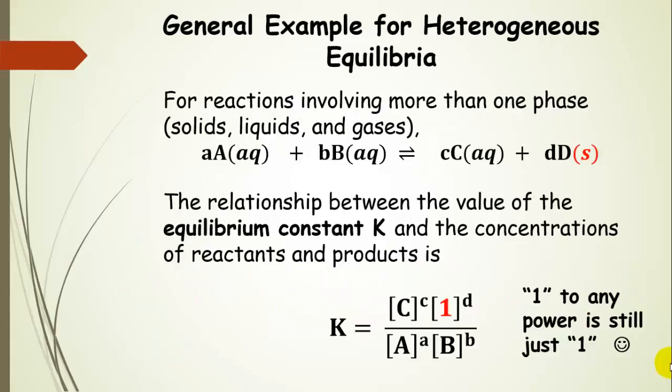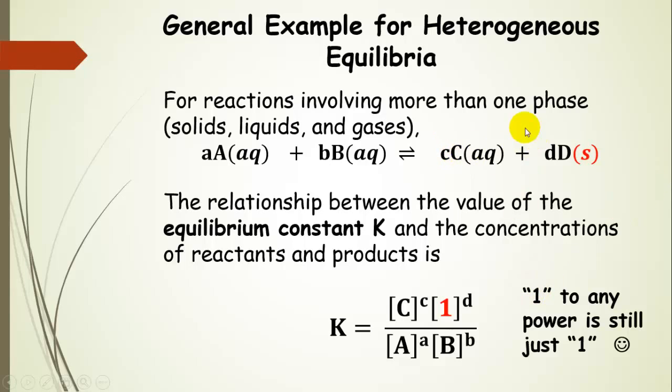So how does this work? Let's look at our generalized reaction that we've looked at before. Both reactants are aqueous and one of our products, our other product, is a solid. So how would we write the equilibrium constant expression?